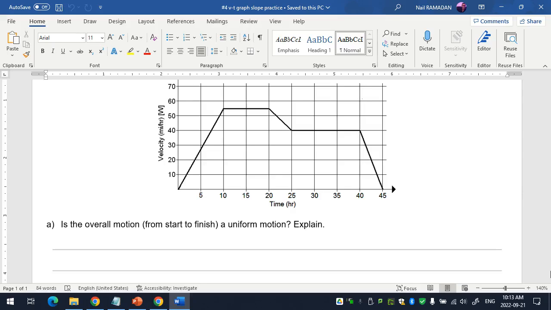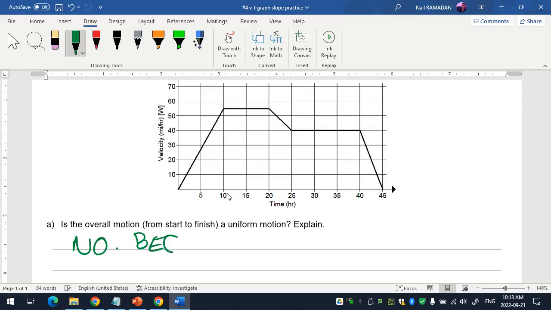Remember, uniform motion means what? What do you keep the same? Exactly. The vector direction and the vector magnitude have to stay the what? Is the vector direction staying the same the whole time? Yes. Is it the same value all the time? Not from start to finish. So that means what? No. So we're going to say no.